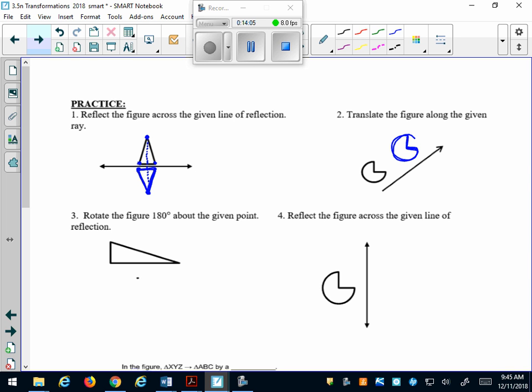Okay, so rotations get a little tricky. We have a tool that we use to help us with rotations, and it's called patty paper, and I'm going to show you how to use it.